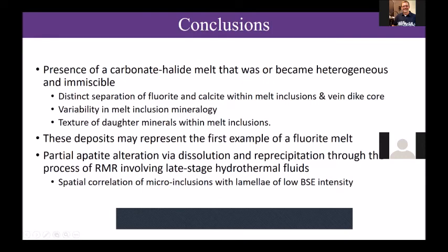So just to leave you with some conclusions from my work in this presentation, we have the presence of a carbonate halide melt that was or became heterogeneous and immiscible. And we based this conclusion on the distinct separation of fluorite and calcite within melt inclusions and also in the vein dike core. And there is variability in melt inclusion mineralogy, as well as the texture of daughter minerals within melt inclusions. We think that these deposits may represent the first example of a fluorite melt, which carbonatites themselves are very interesting due to the unique melt chemistry, but to have a fluorite melt seems to be something that's very important and very unique.